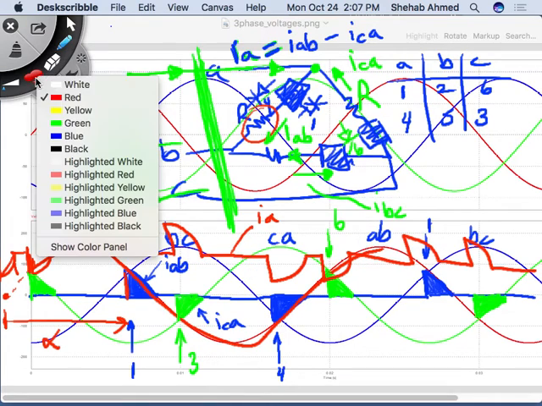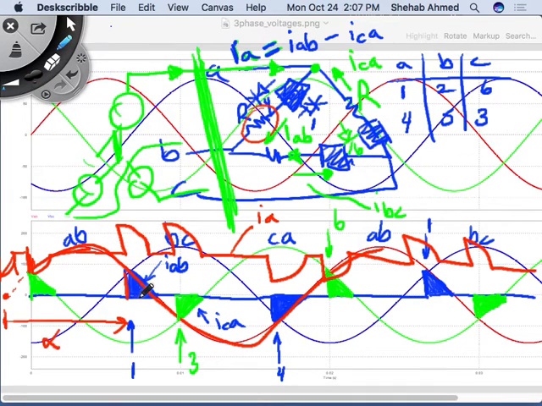How about if I make this alpha a lot less? What's going to happen to my IA waveform? If I bring alpha to here, this is alpha prime. Where will the blue start?